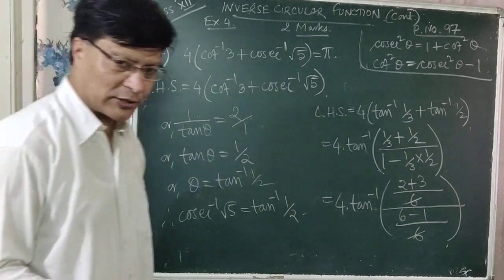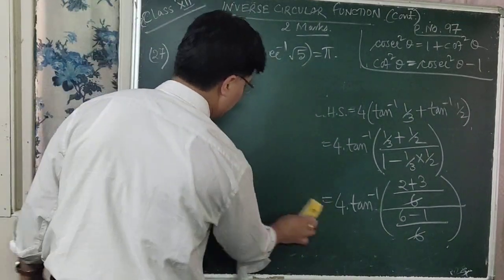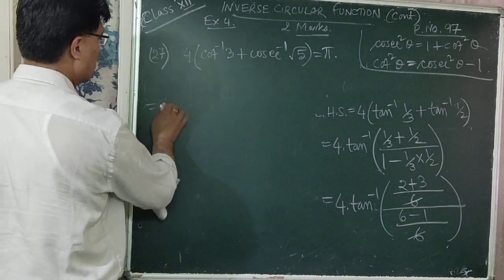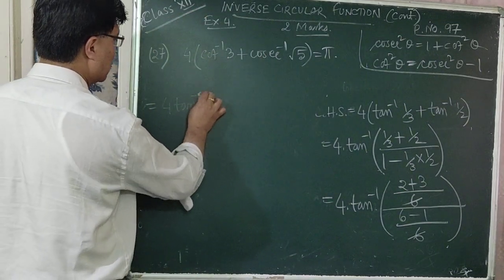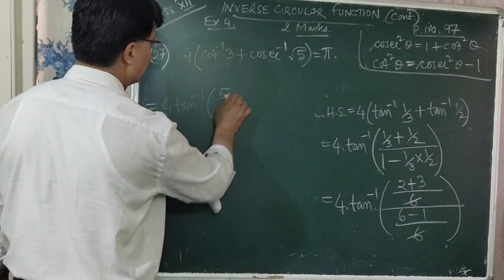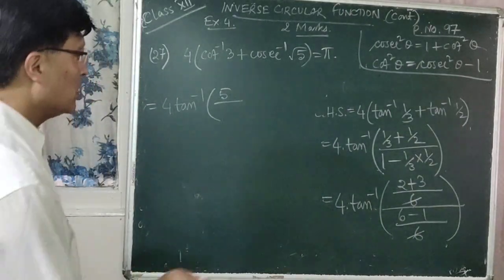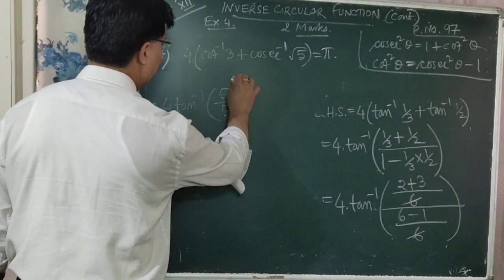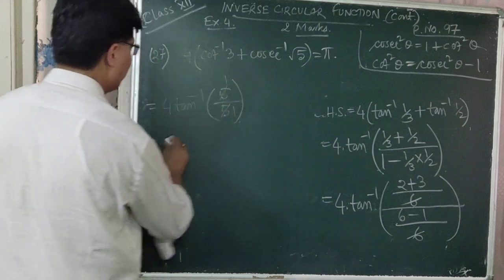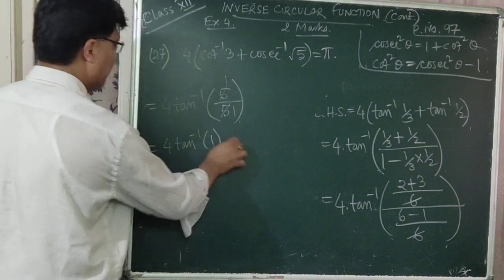So I think we have understood it. Okay? So now next. In the next step, which is equal to 4 tan inverse, within bracket, 2 plus 3 is 5 divided by, what is 6 minus 1? 6 minus 1 is also 5. So here you can cancel them, which is equal to 4 tan inverse 1.